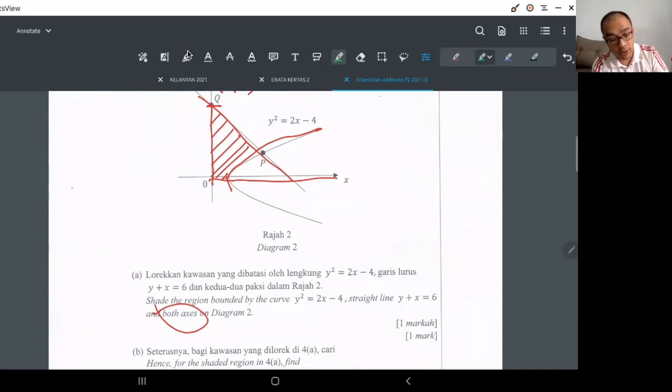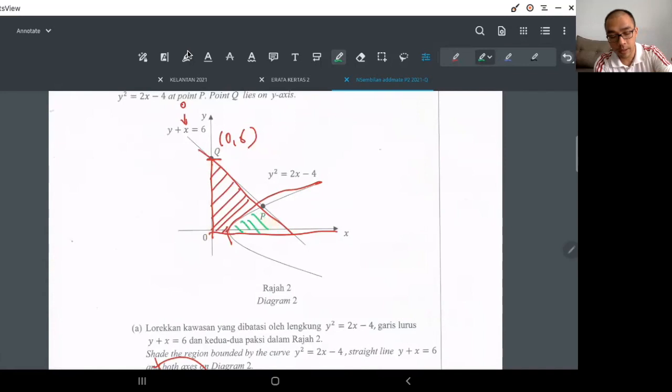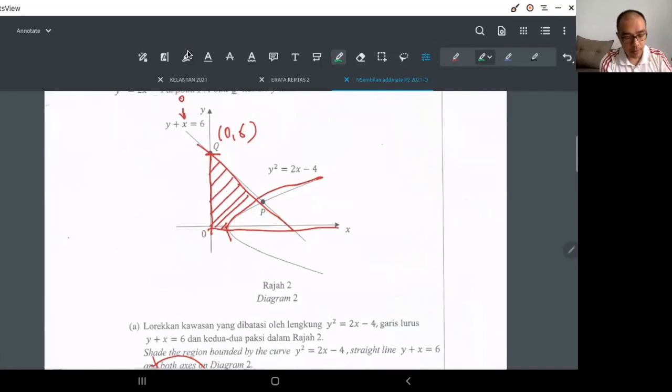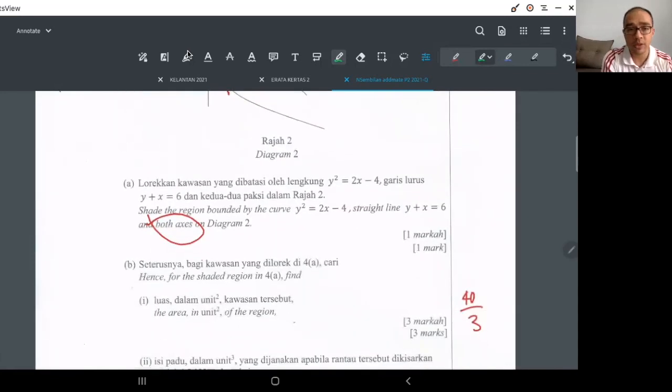This region, why not? Because it is not bounded by the y-axis. The y-axis does not exist here. So it has to be that all four are in that region. Yeah, so there's one mark, I show you.